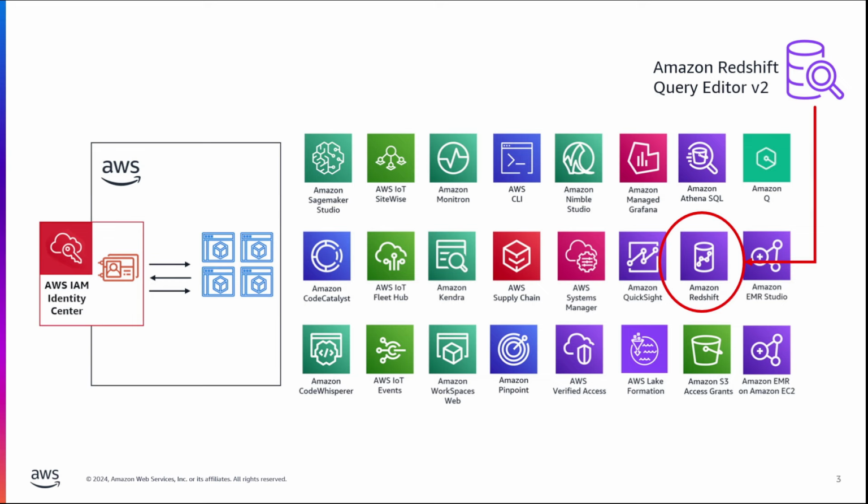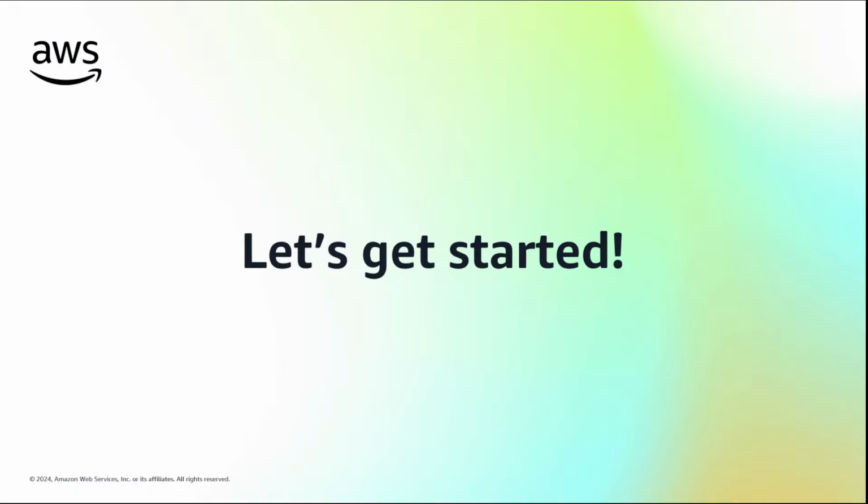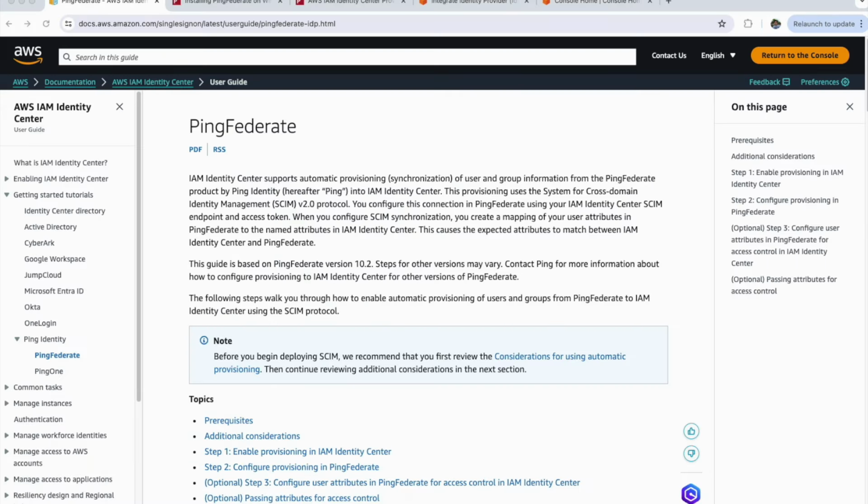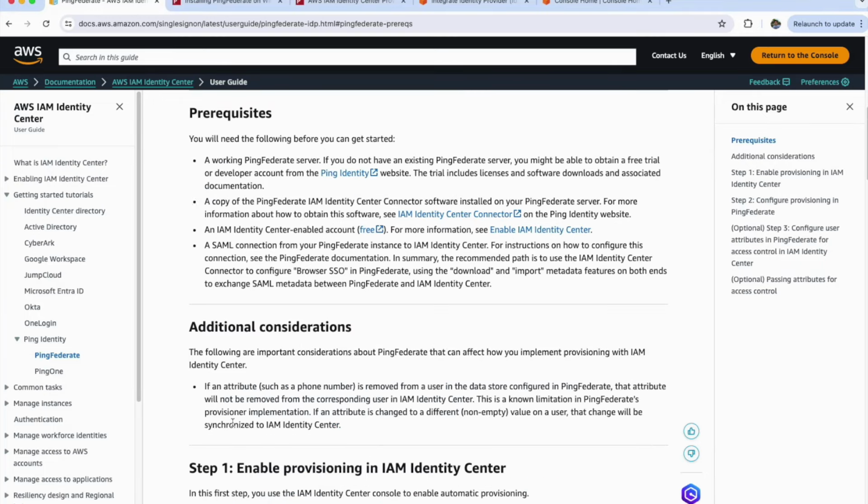To connect from other third-party clients like Tableau, you would need to set up token exchange using OpenID Connect, OIDC. That's not covered in the scope of this demo. Let's get started with the setup. The whole setup is based off of the AWS documentation on IAM Identity Center integration for different identity providers. Navigate to the PingFederate documentation and let's first take care of the prerequisites.